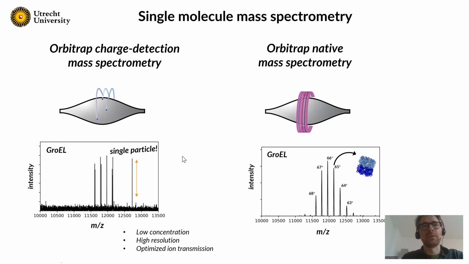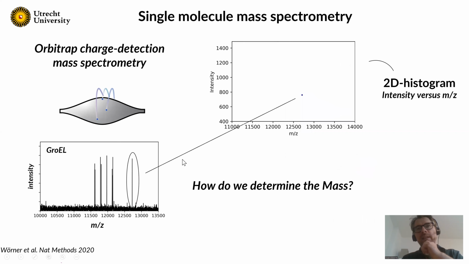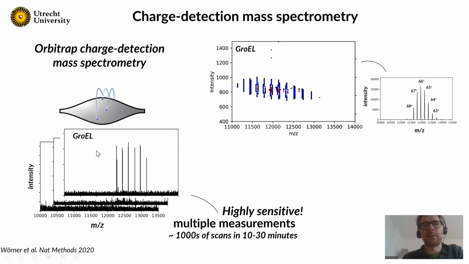So it's possible to measure just a single particle, but how do we get a mass from such a spectrum? Therefore, we look at the data a little bit differently. We can make a 2D histogram, where we put the m over z on the x-axis and the intensity on the y-axis, and we place a dot for each single GroEL signal that we detected. We repeat these measurements many times, and then you get an image like this.